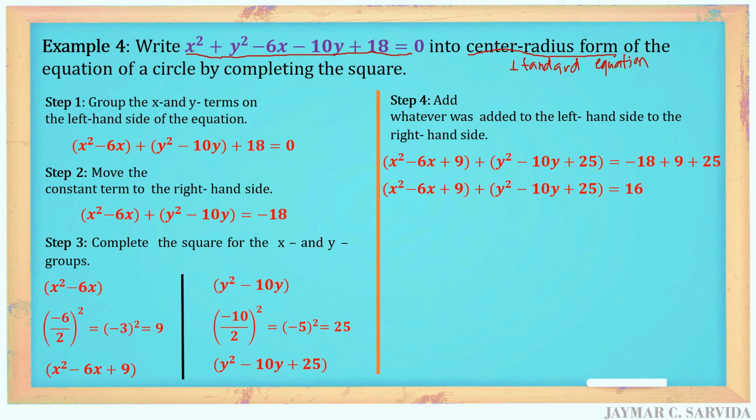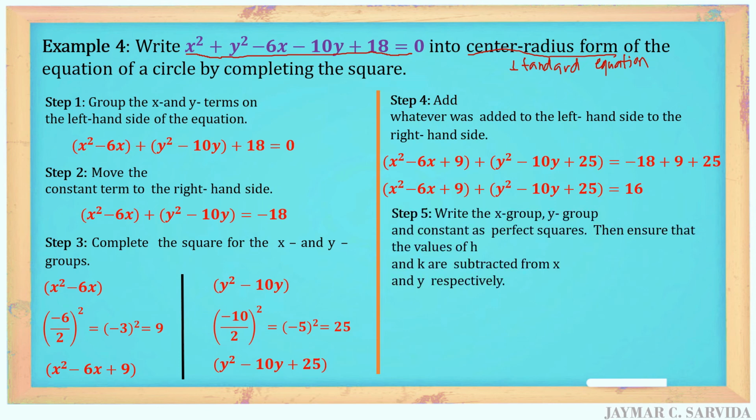Okay, so what we are going to do is gagawin natin itong perfect square class. Okay? Gagawin natin itong perfect square. Itong ating x group at saka y group, pati itong radius. So gagawin natin mga perfect square yan. So right here in the step 5, write the x group, y group, and constant as perfect square. Then ensure that the values of h and k are subtracted from x and y respectively. Okay, so kapag gagawin nating x group to class, magfo-focus ka lang dito sa ating x sa first term at saka dito sa ating last term sa constant.